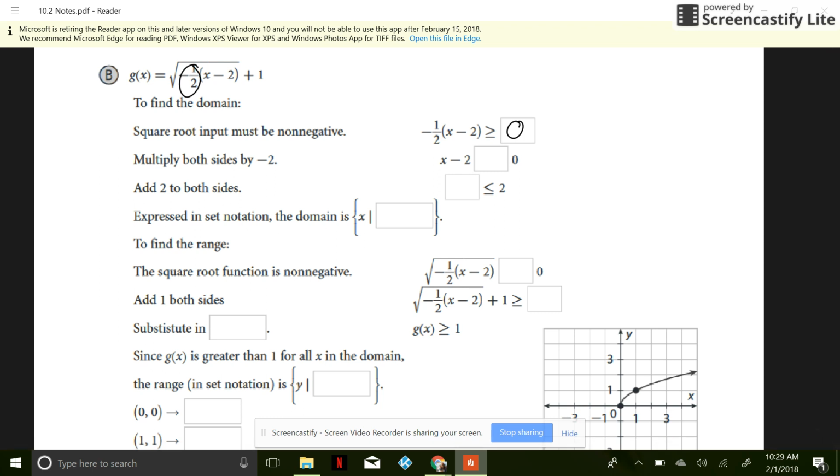So we're continuing where we left off. We're finding the domain and range of this function. So again, to find the domain, you have to make sure what's under the square root is greater than or equal to 0. So that's what they've done here.